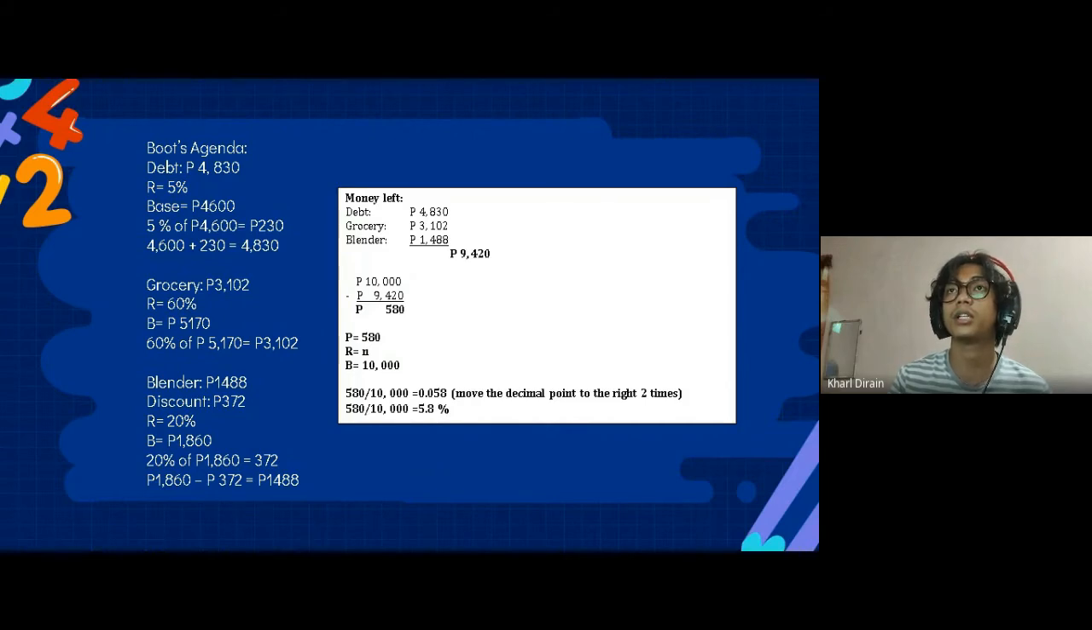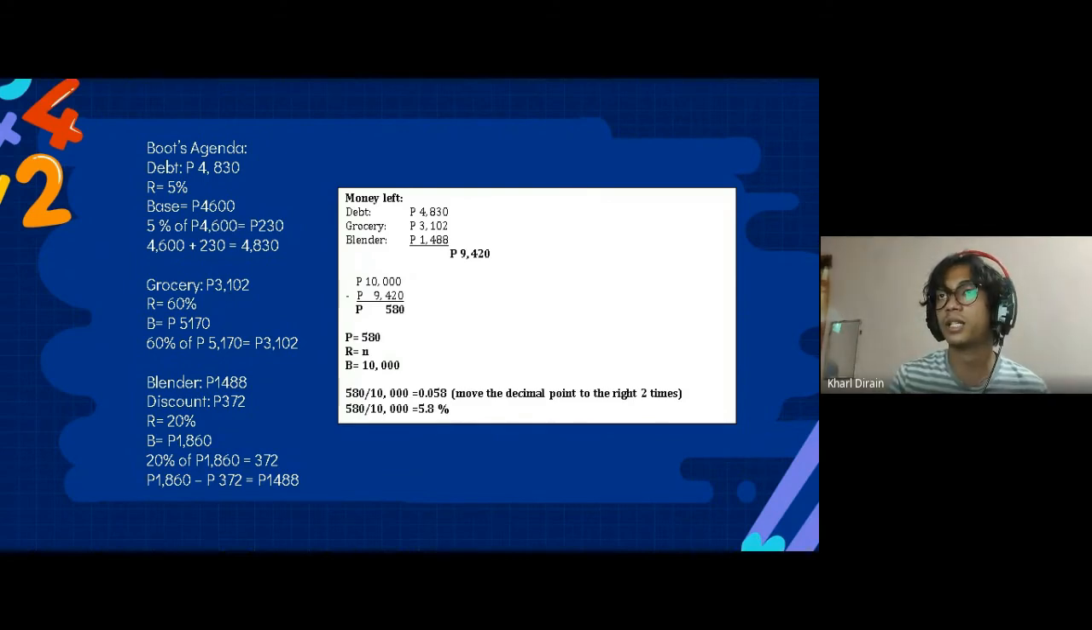Kasunod naman po niyang ginawa is mag-grocery. Nag-decide po siya sa natitira ng pera niya ay yung 60% ay pang-grocery niya. So, meron po siyang 5,170. Ang 60% po nun is 3,102. And then, napadaan po siya sa isang appliance store. Nakita po siya ng isang blender na nagkakahalagang 1,860 pesos. May discount po ito na 20%. Ang 20% po ng 1,860 is 372. So, 1,860 less ng 372 is equals to 1,488.